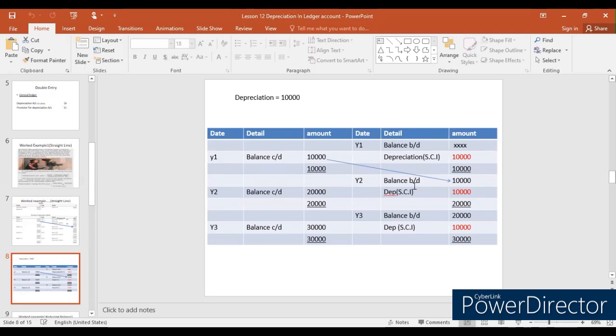Now the year 2 balance brought down figure is 10,000. Since it's the straight line method, each year depreciation will be 10,000. You apply the same double entry: depreciation or statement of comprehensive income is debit, provision account is credit. You write the other account name. Again, 10,000 plus 10,000 is 20,000. There will be a balance of 20,000, and you bring it to year 3 as balance brought down.